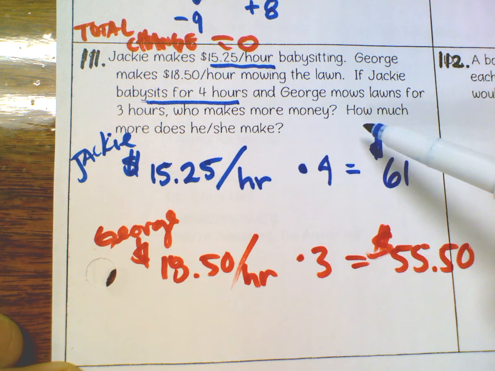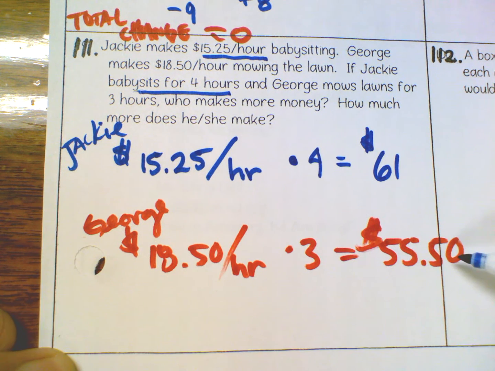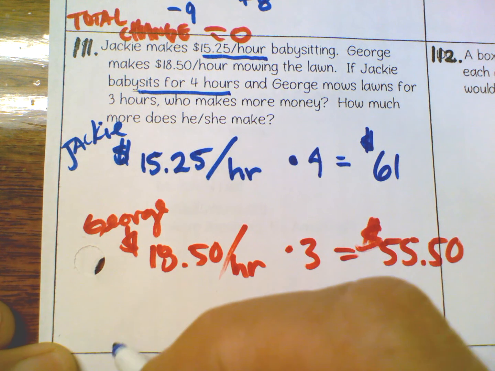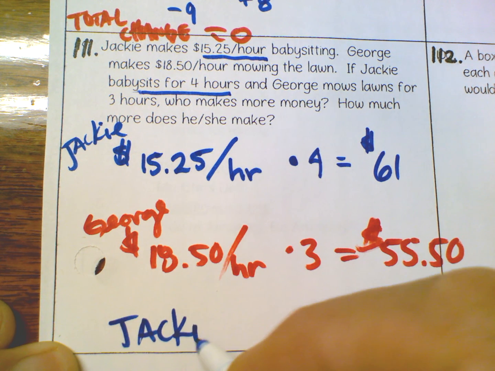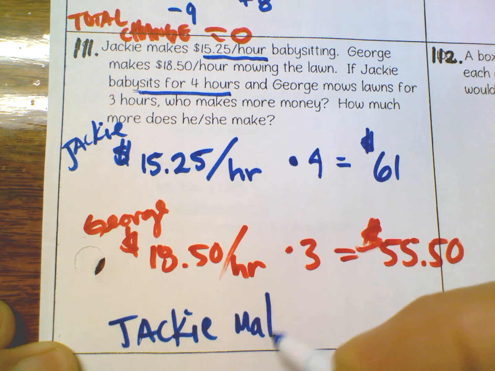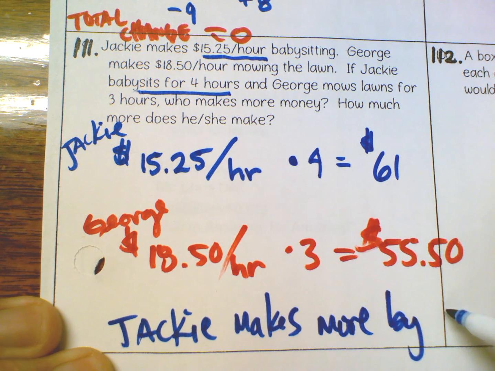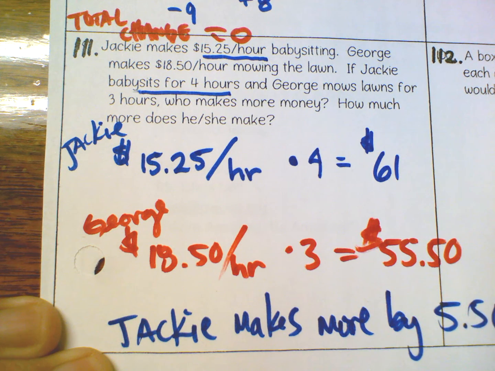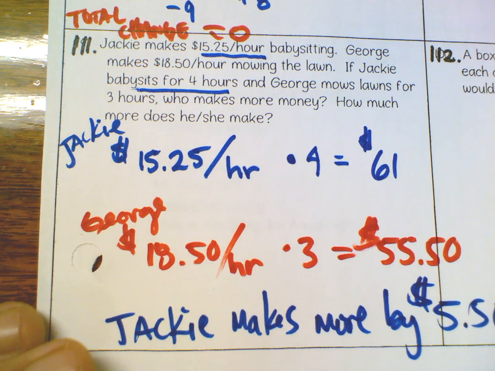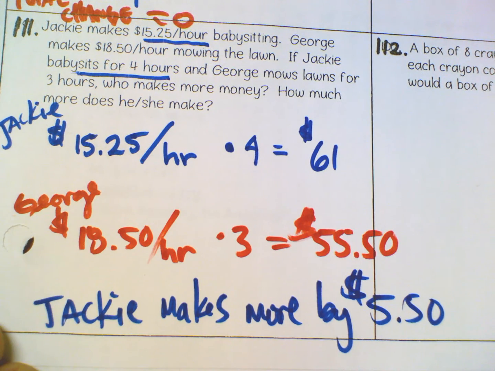How much more does she make? So now I need to know the difference between $61 and $55.50. The difference there looks like $5.50. So Jackie makes more by $5.50.